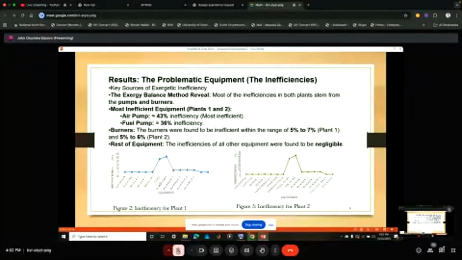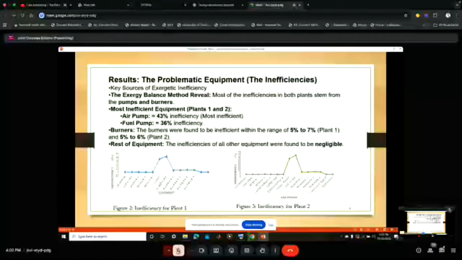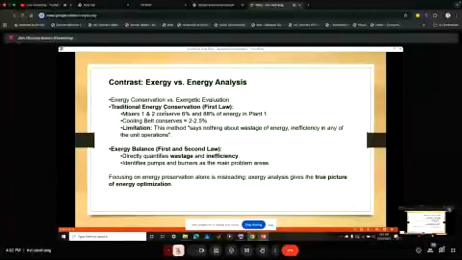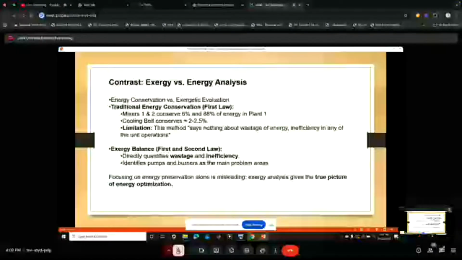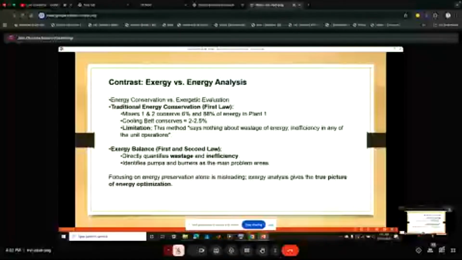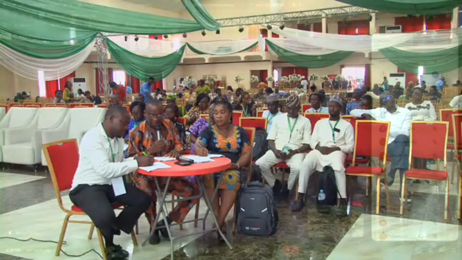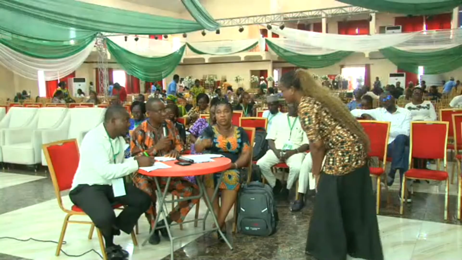You can see that graph of plant 1 and plant 2. Now, when the exergetic and the energy show that the mixer for plant 2 comes to the tune of 6% and 88% for plant 1.